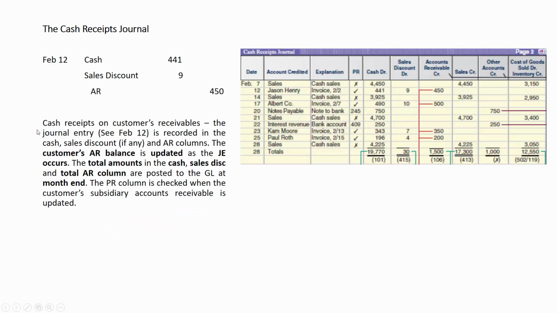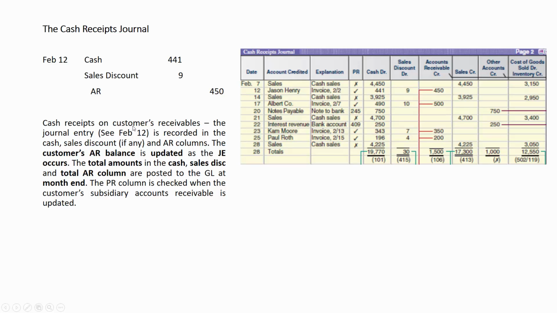Next, we have a cash receipt on a customer's receivable. See the journal entry of February 12th. So here we have a receipt of cash from a customer who's paying on their account. They pay within the discount period, so they're going to take advantage of the sales discount. So here we can see the debit to cash, we can see the debit to the sales discount, and we can see the credit to accounts receivable because they've paid off their balance. These for accounts receivable will be updated in the subsidiary ledger for each one of these customers.